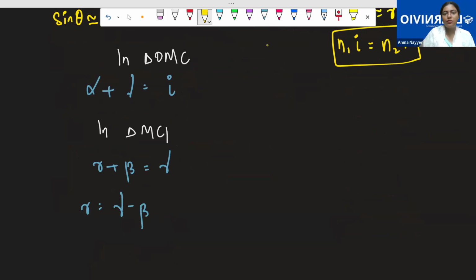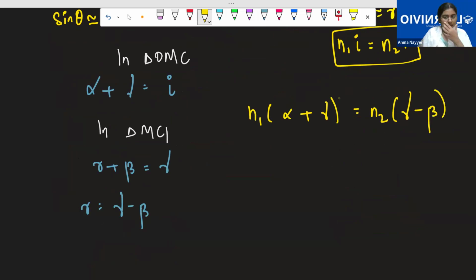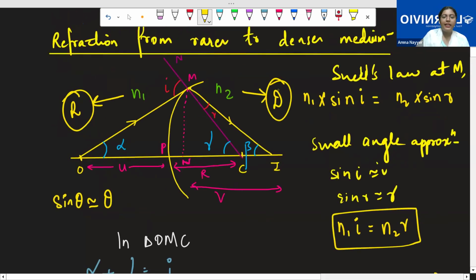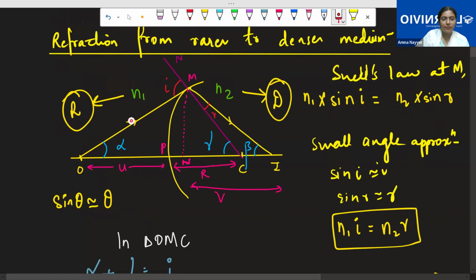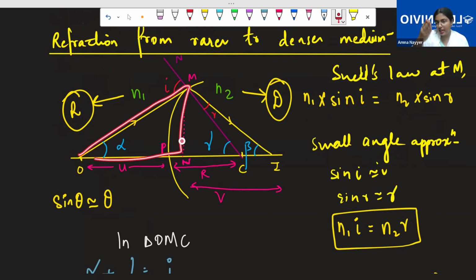Now let me put in the values here. It will be N1 into what is I? Alpha plus gamma is equal to N2 into gamma minus beta. Now we have to write the values of alpha, gamma and all. If I take this triangle OMN, that's why we have drawn the perpendicular. In triangle OMN, what will be tan alpha?